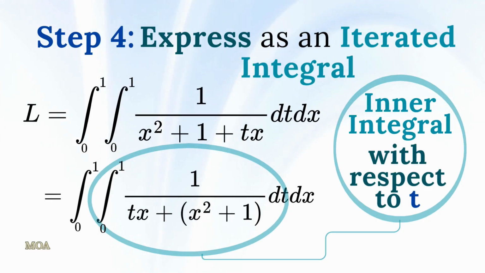This yields a double integral, namely, the quantity L equals the integral from x equals 0 to 1 of the inner integral from t equals 0 to 1 of 1 over the quantity t times x plus x squared plus 1 with respect to t, then with respect to x. In other words, the inner integral is explicitly the integral from t equals 0 to 1 of 1 over the quantity t times x plus x squared plus 1 with respect to t.